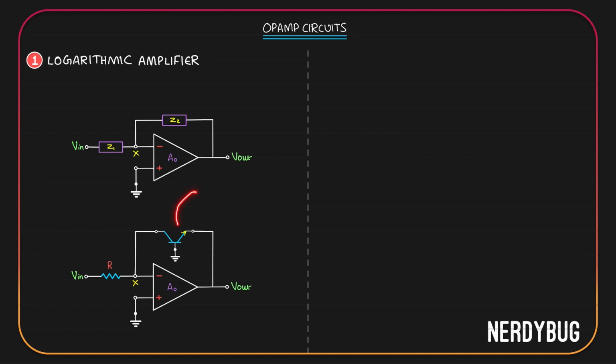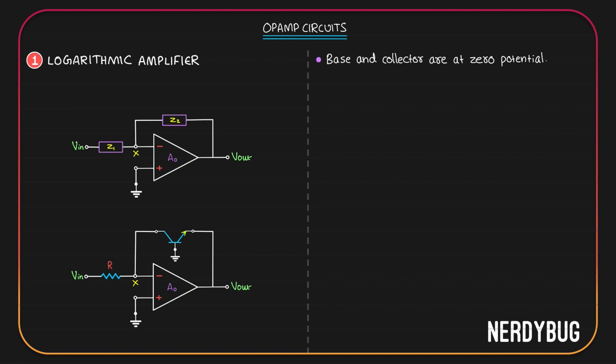Let's take a look at this transistor. Its base is grounded. Its collector goes to the inverting terminal. But we know the op-amp will make sure that virtual ground condition is satisfied, which means potential at this point will be the potential at this point, which is 0. So technically, the base and collector of this transistor have 0 potential. We could say they are connected.